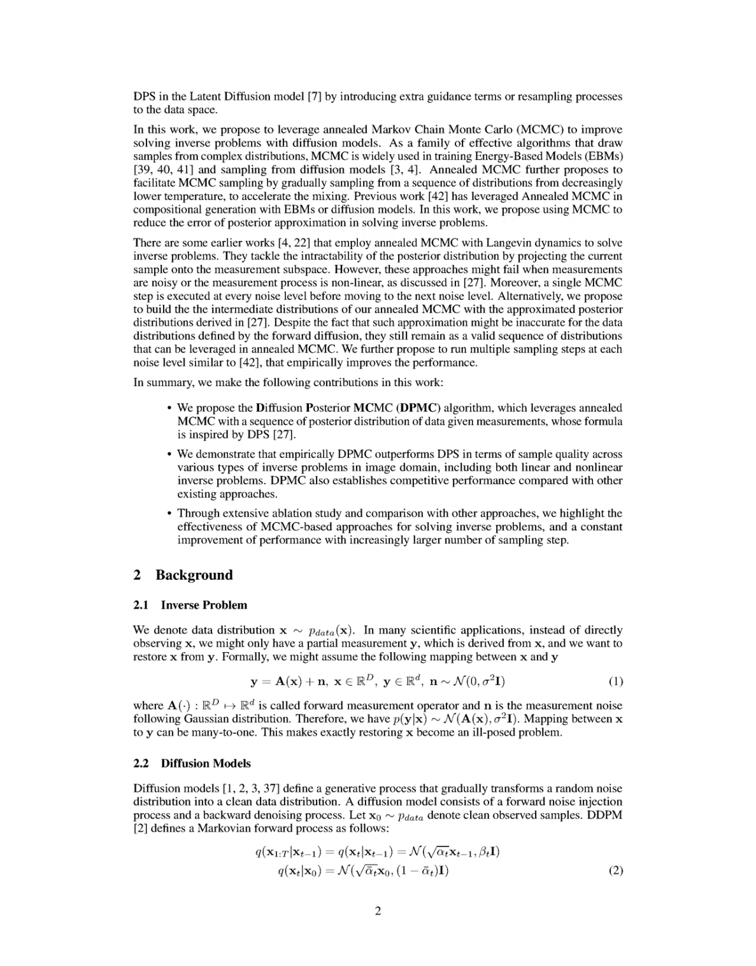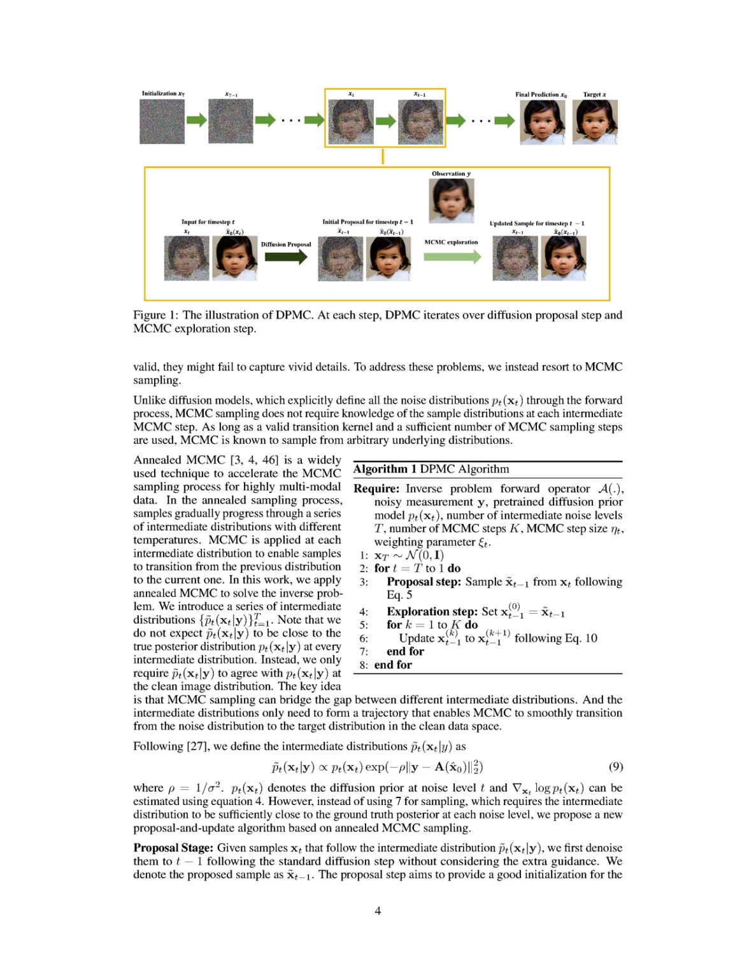To illustrate the workings of the DPMC algorithm, consider a scenario where we have a noisy image sample, y, derived from a clean image, x, through a forward measurement operator, A, with added Gaussian noise. Let's say we start with a noisy sample, y, and aim to restore x using DPMC. The algorithm first defines a series of intermediate distributions, p_t(x_t|y), for t equals 1, 2, up to T, where T is the total number of noise levels.